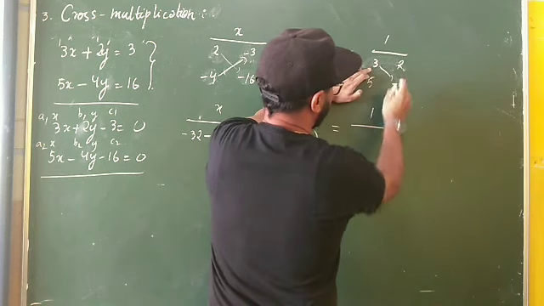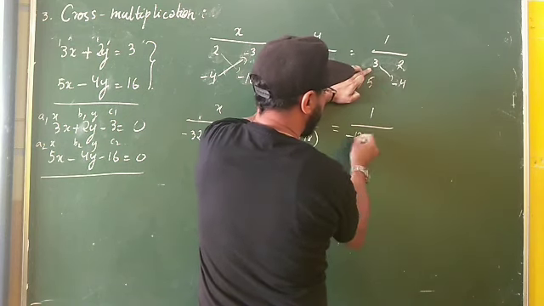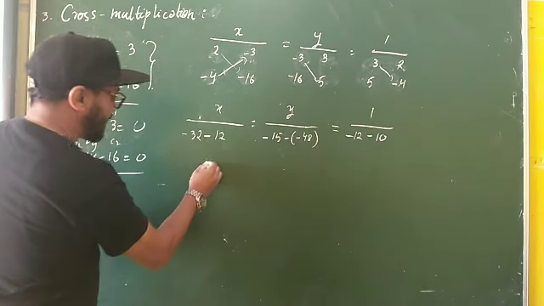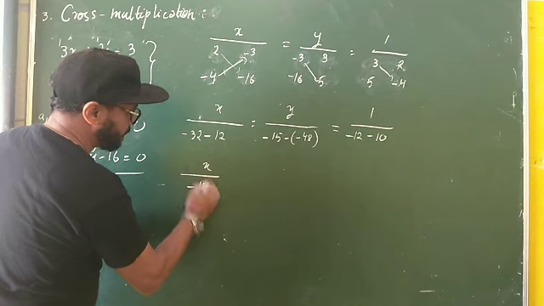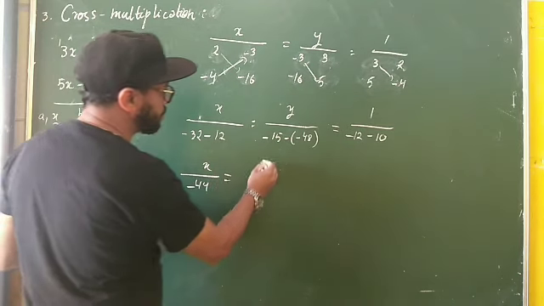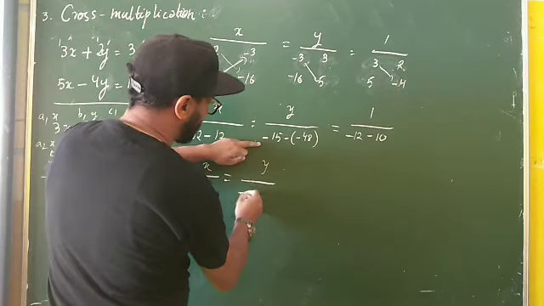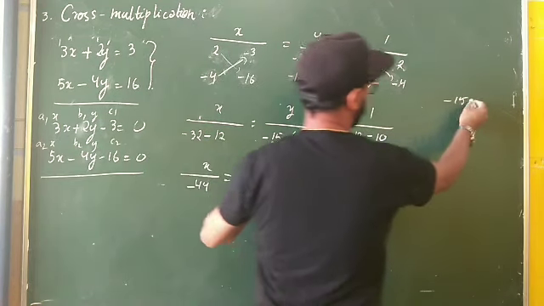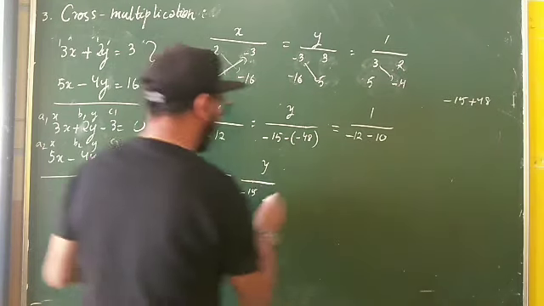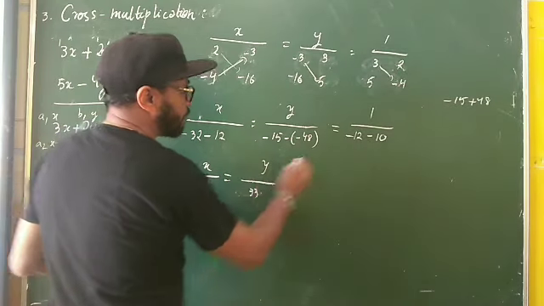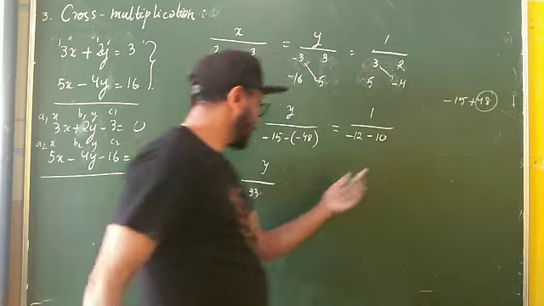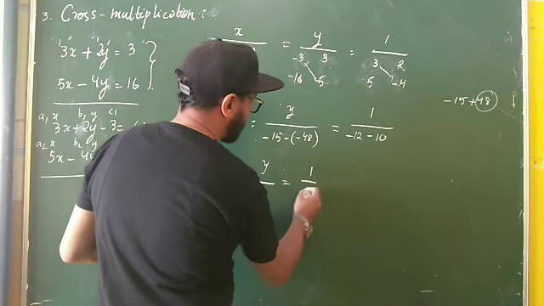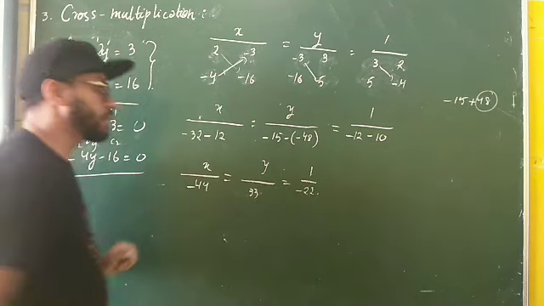Now cross multiply. 4 3s are 12. Plus into minus is minus. And minus 5 2s are 10. Alright. So this is x divided by minus 44 equals y divided by minus 15. So this will be your minus 15, minus into minus is plus 48. So 48 minus 15 is 33. Now 48 is greater, so the sign of this will be positive. Equals to 1 by minus 22.